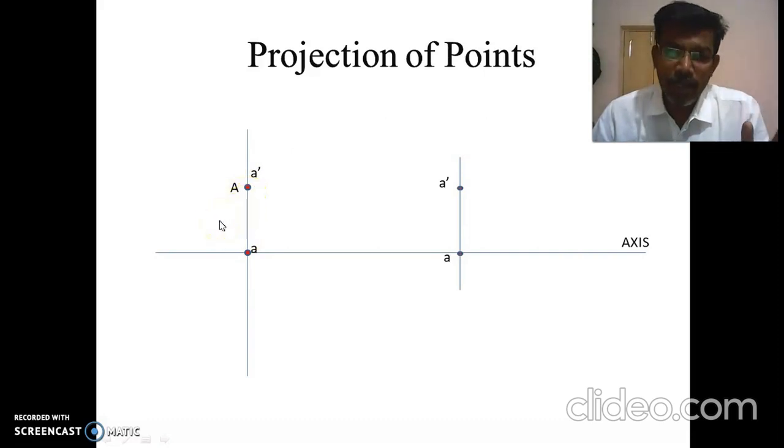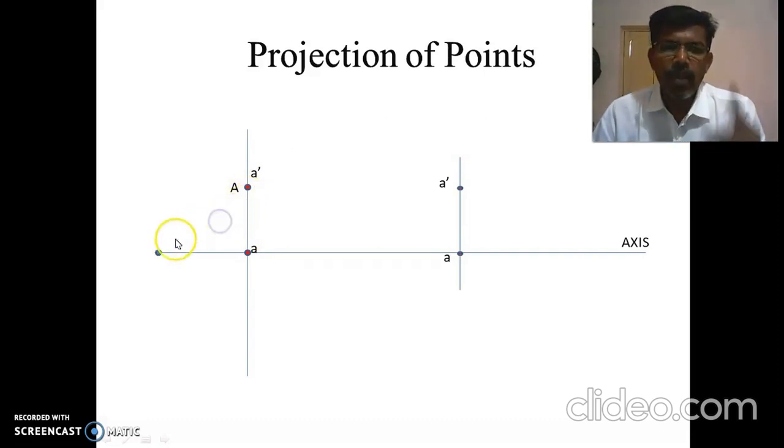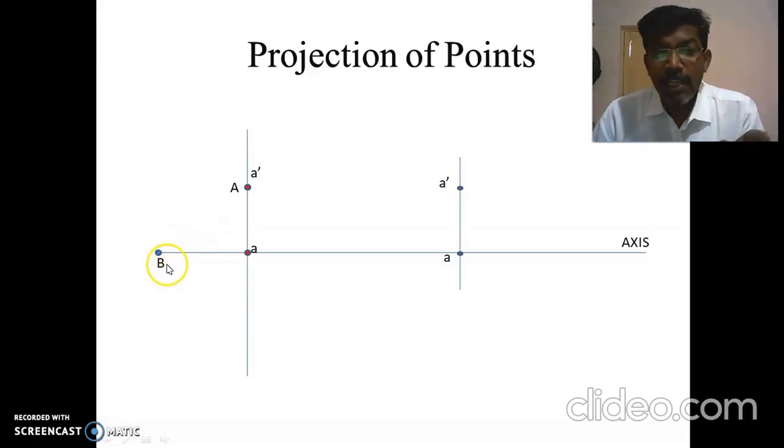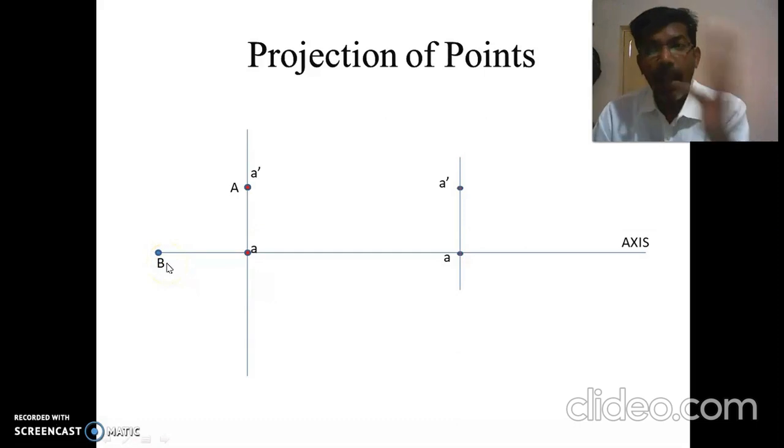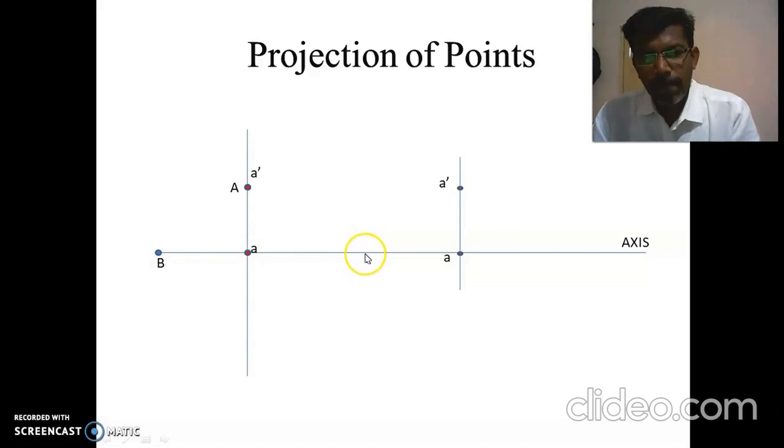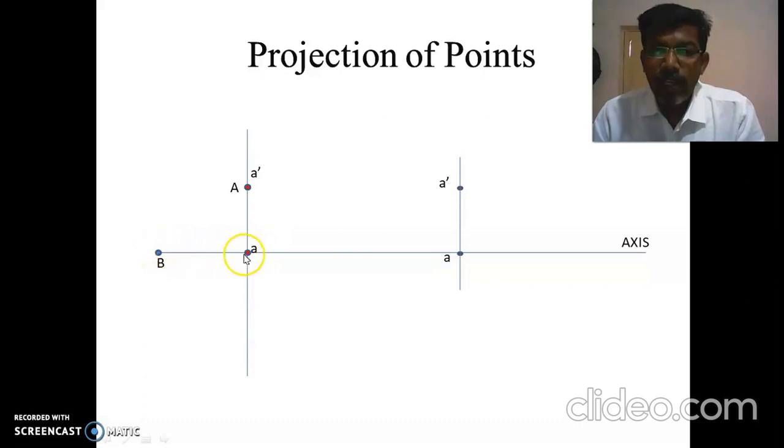In the horizontal plane is the next case. Now this is a point B, which is placed in the horizontal plane and behind the vertical plane. So you are here, as I am showing you with the arrow. Now the front view appears on the horizontal plane at the axis point.